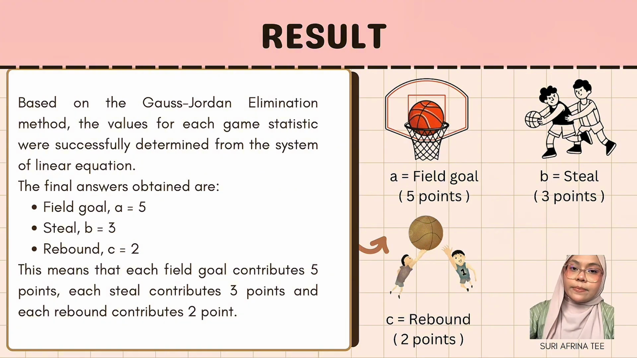So now I will explain about our result. Based on the Gauss-Jordan elimination method, the values for each game statistic were successfully determined from the system of linear equations. The final answers obtained are field goal A equal to 5, steal B equal to 3, and rebound C equal to 2. This means that each field goal contributes 5 points, each steal contributes 3 points, and each rebound contributes 2 points.